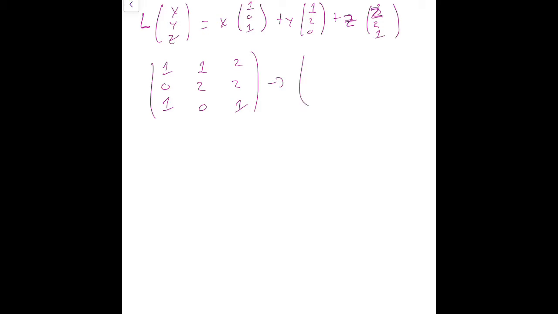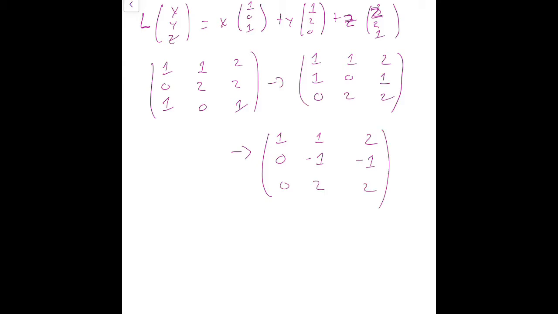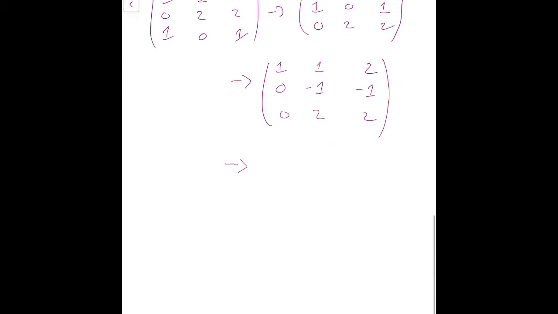Okay, so the first thing that I'm going to do is swap the second and third rows. So this is 1, 1, 2, 1, 0, 1, 0, 2, 2. Okay, and now I'm going to subtract row 1 from row 2. So this is 1, 1, 2. 1 minus 1 is 0. 0 minus minus 1 is 1. 1 minus 2 is minus 1. 0, 2, 2. Okay, so now I'm going to add 2 times row 2 to row 3. So this is 1, 1, 2, 0, minus 1, minus 1, 0, 0, 0.